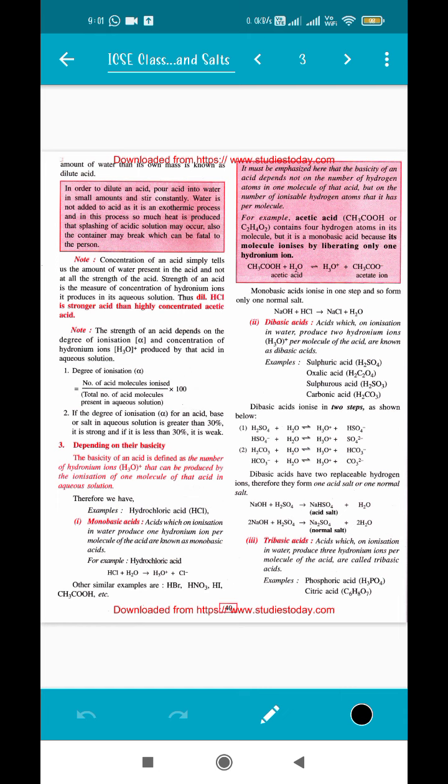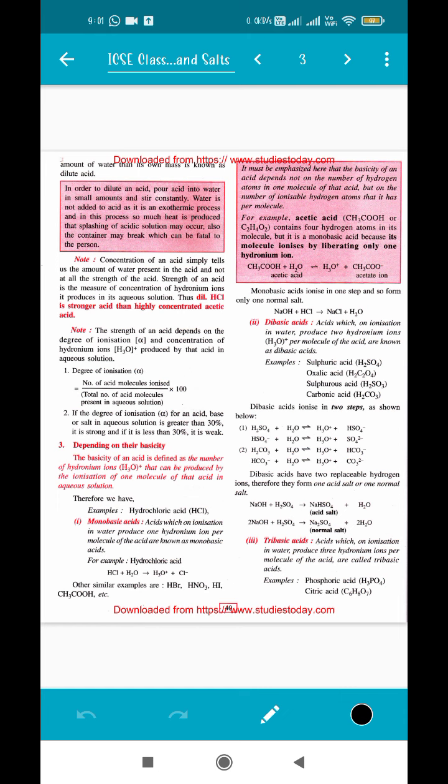Next we talk about dibasic acid. Again, as the name suggests, 2 hydronium ions will be produced by the dibasic acid when it is dissolved in water. The most common examples are sulfuric acid, sulfurous acid and carbonic acid. These are the easier ones to remember. So for dibasic acid, since there are 2 hydronium ions produced, they will also ionize in 2 separate steps. Let us see the first example.